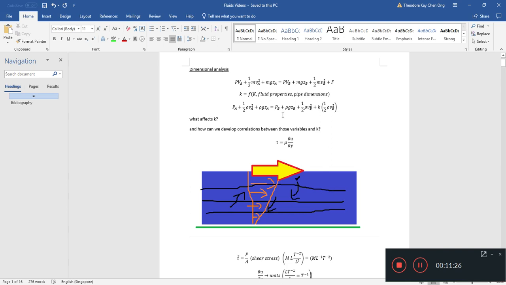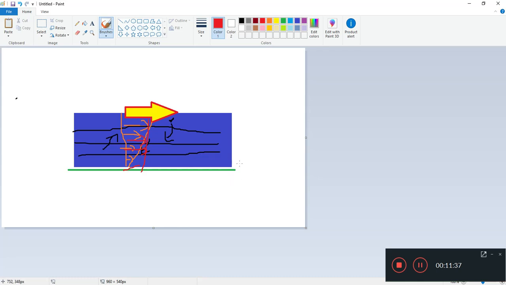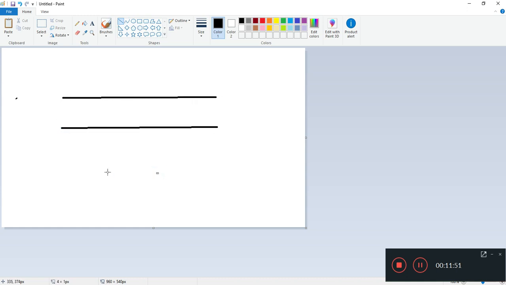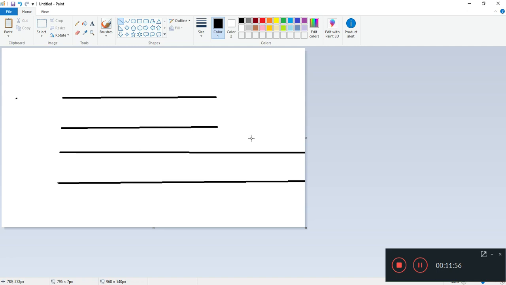So you guess that this K value is going to be some function of the fluid properties, the pipe dimensions, and so on. Okay, so let's start from the most simple thing first. We want to compare pipe sizes, and we'll want to make some guesswork. So we'll have two pipes with exactly the same cross-sectional area and shape, except one is longer than the other.